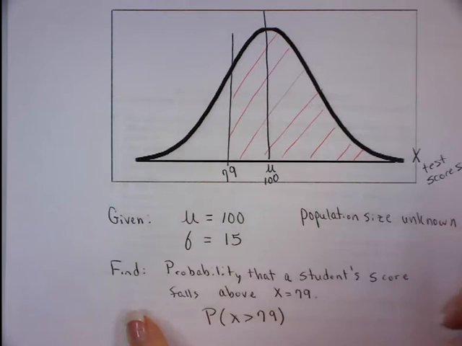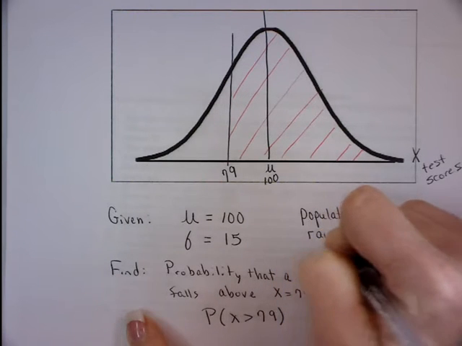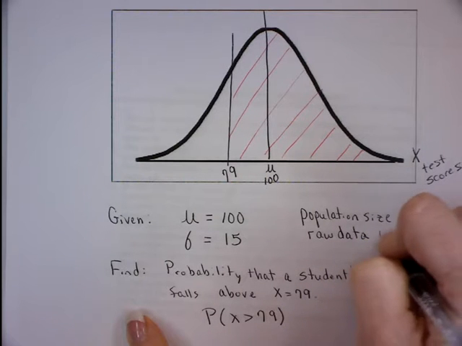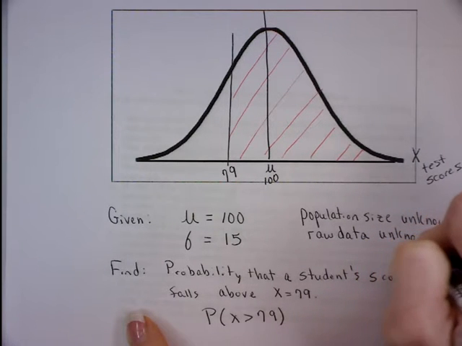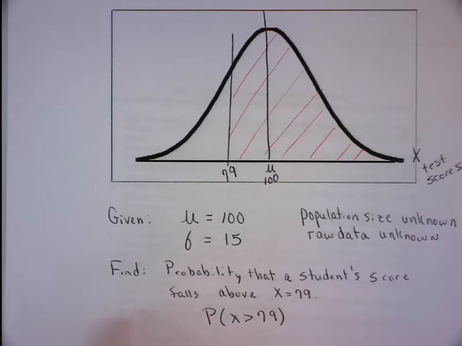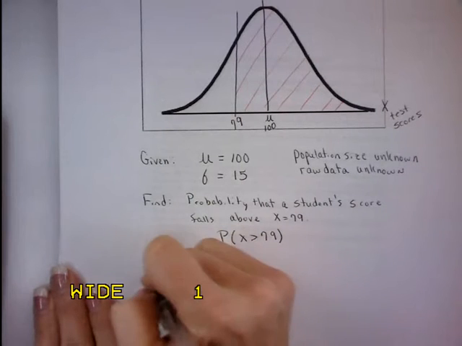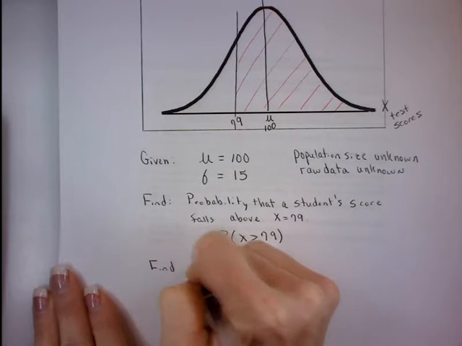And we do not know the raw data, all the test scores, all of those x's. But we do wish to find the probability that a student's score falls above a grade of 79, which is x equals 79. So, the next step, find the z-score.